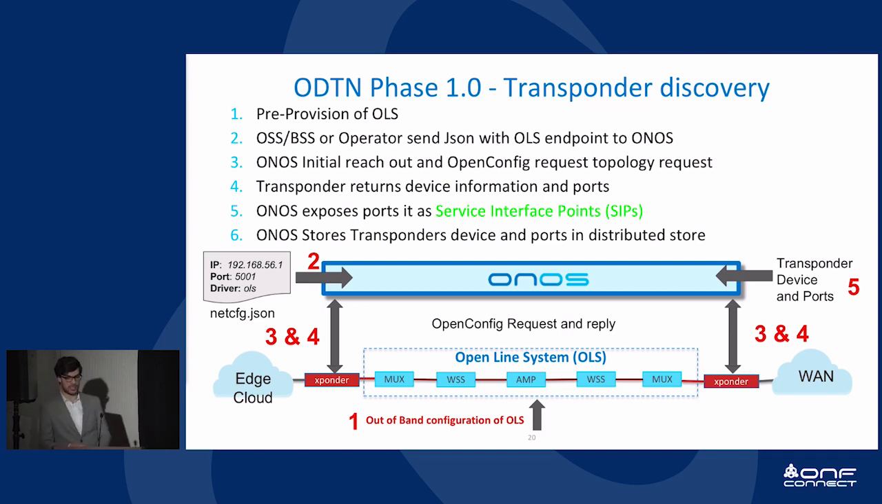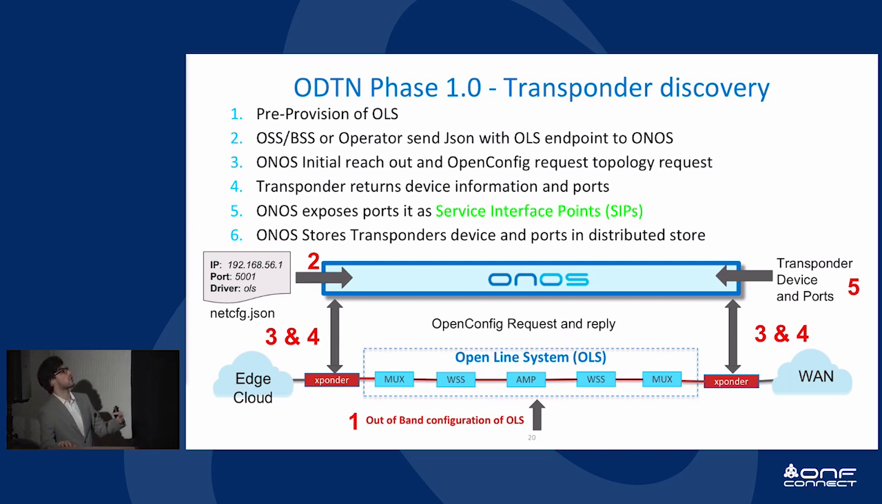So the first thing that you have to do is discover the topology, okay? So how do you discover the transponder? The first thing that happens is that you configure the OLS completely out of band. Then the OSS BSS of the operator sends an endpoint to ONOS with the transponder interfaces, and IP and port. ONOS does the reach out, that's points 3 and 4, to request the topology information, such as the ports and the device info, from that transponder.